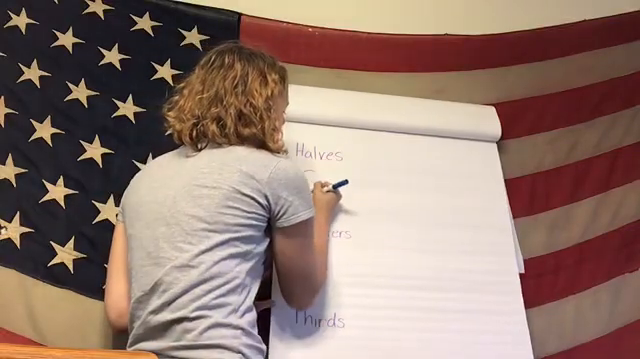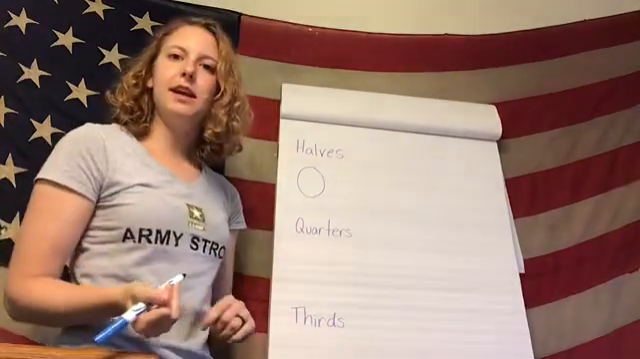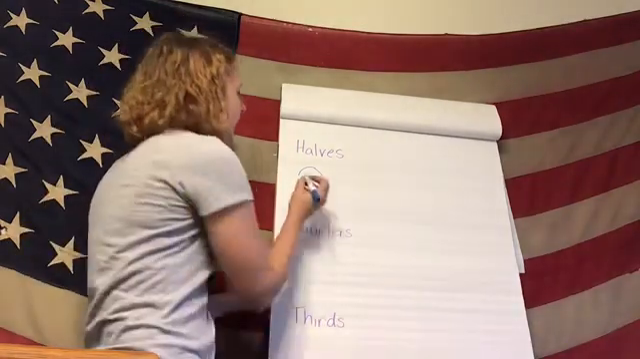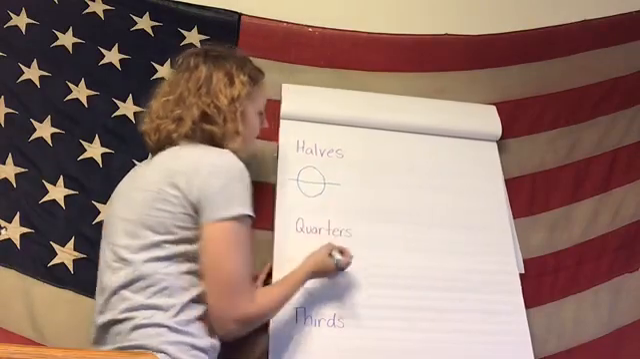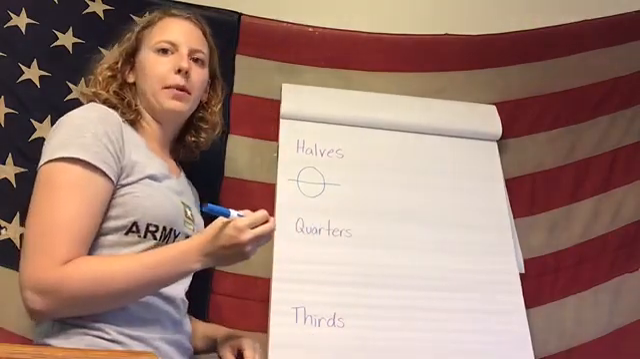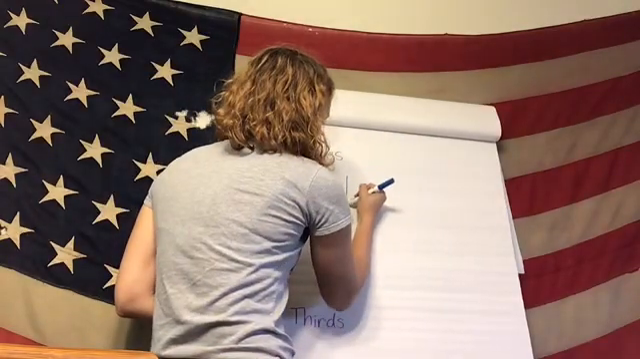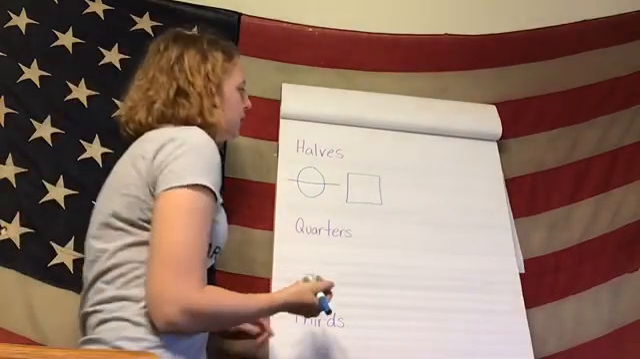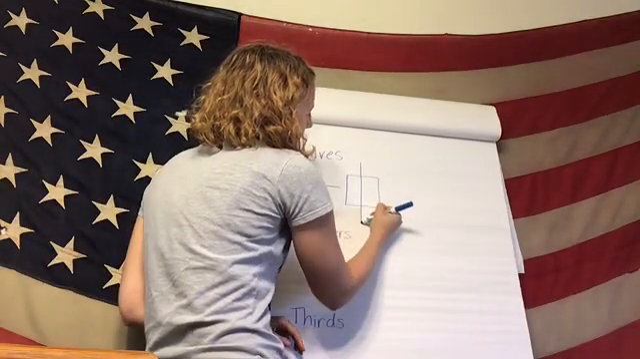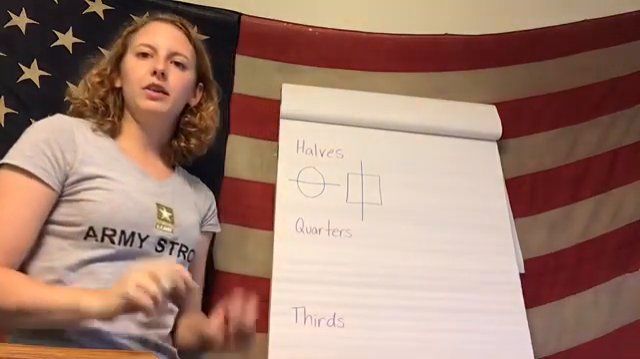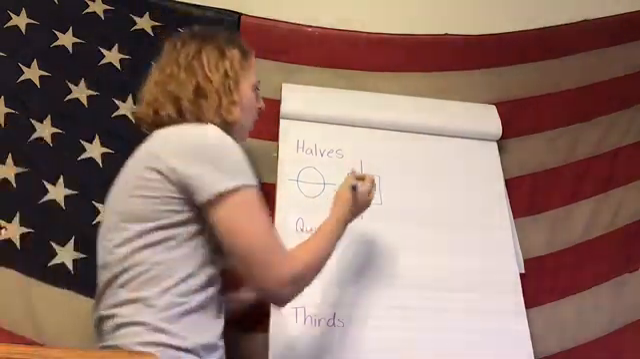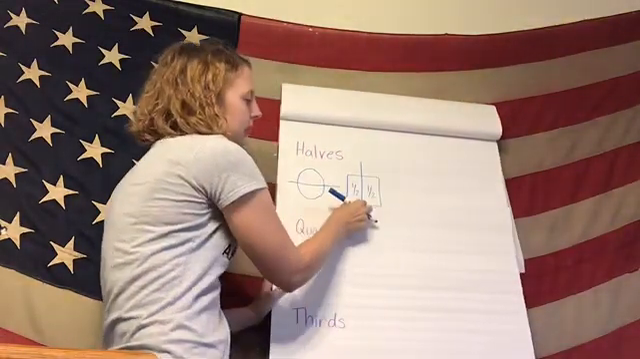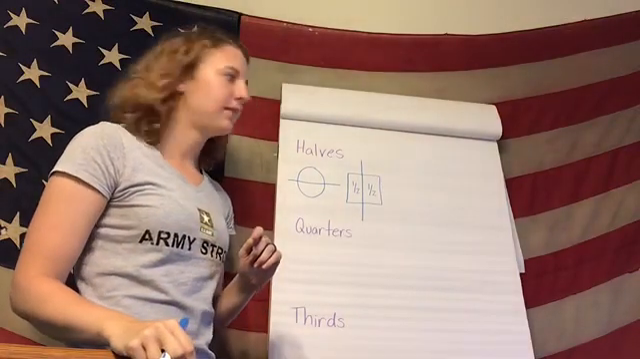So if I have a circle and I want to split it into 2 equal parts, that means they're going to be the same size parts. I need to draw a straight line so that I have equal parts. And if I have a square, I want to draw a straight line so that I have equal parts. That's halves. They're 1/2 and 1/2. So each part is called a half.